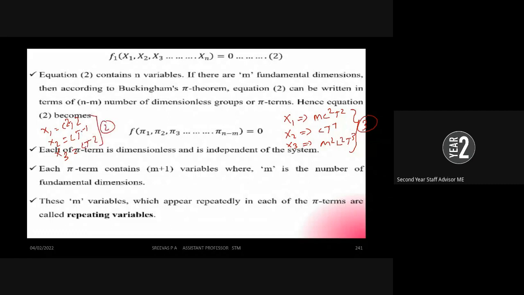So after that we can represent all these terms into n minus m dimensionless groups or pi terms. So by making pi terms, it will be a function of pi 1, pi 2, pi 3, etc., pi n minus m equal to 0. Then each of these pi terms is dimensionless.